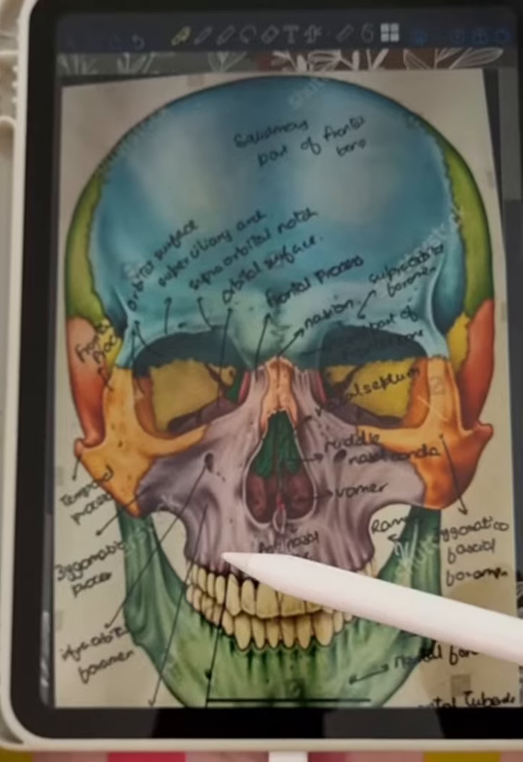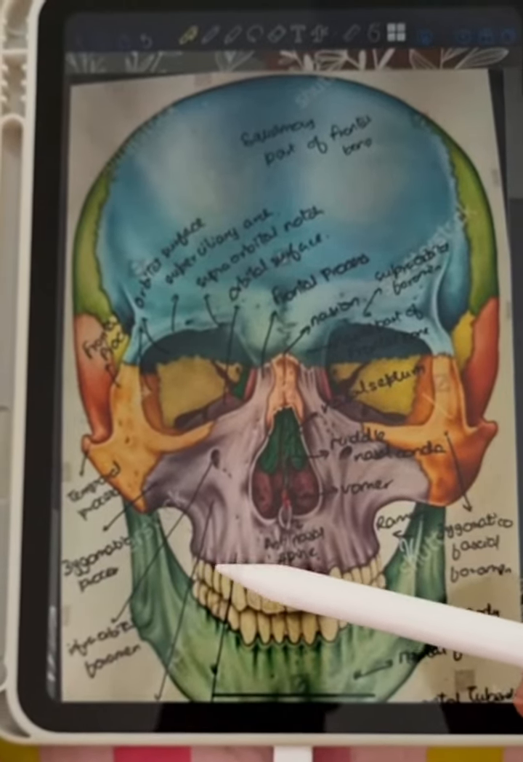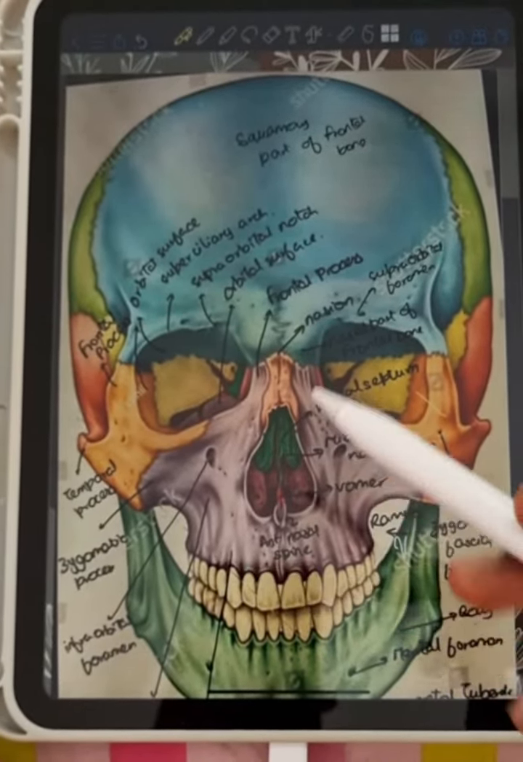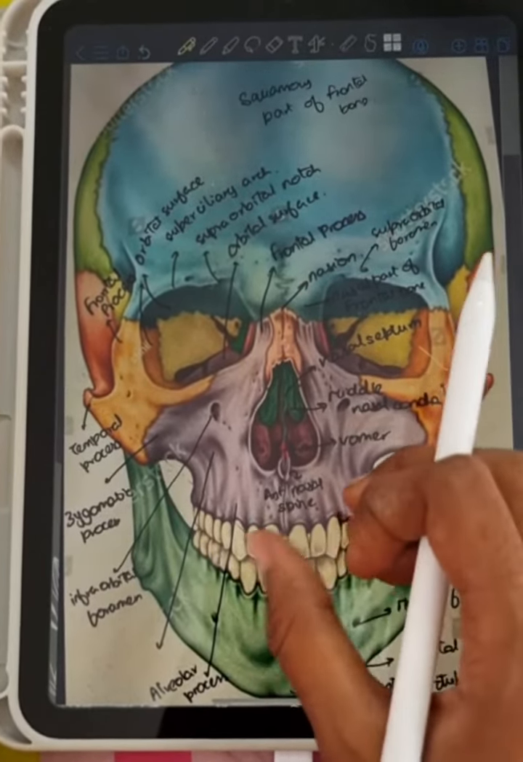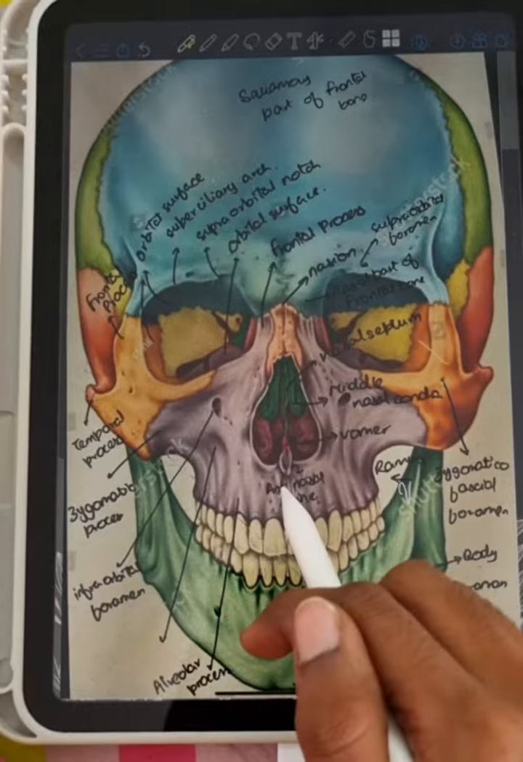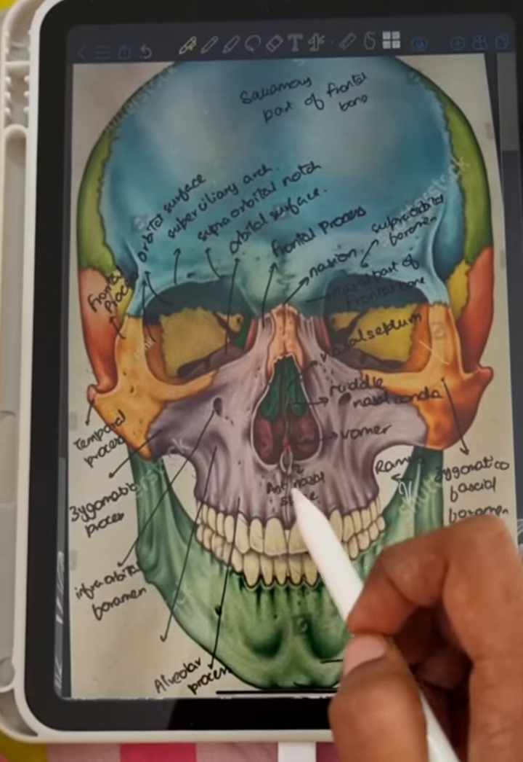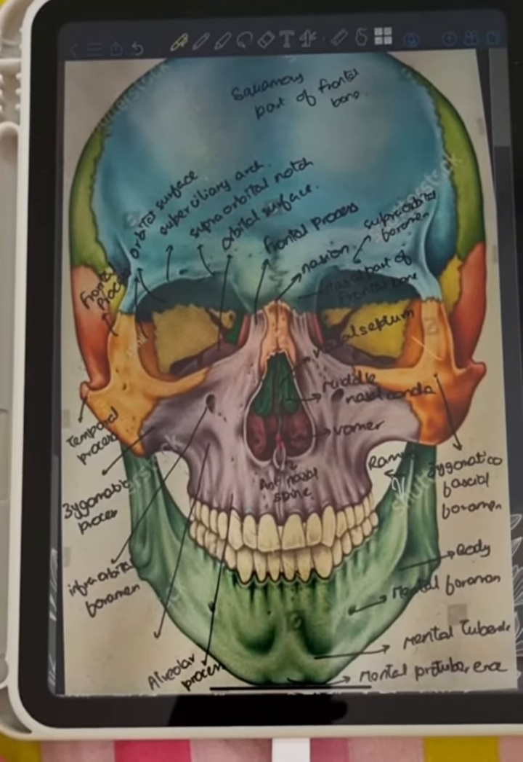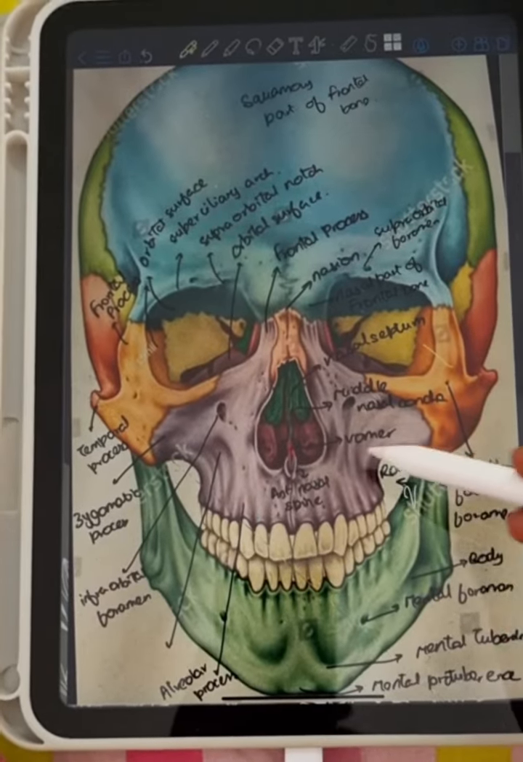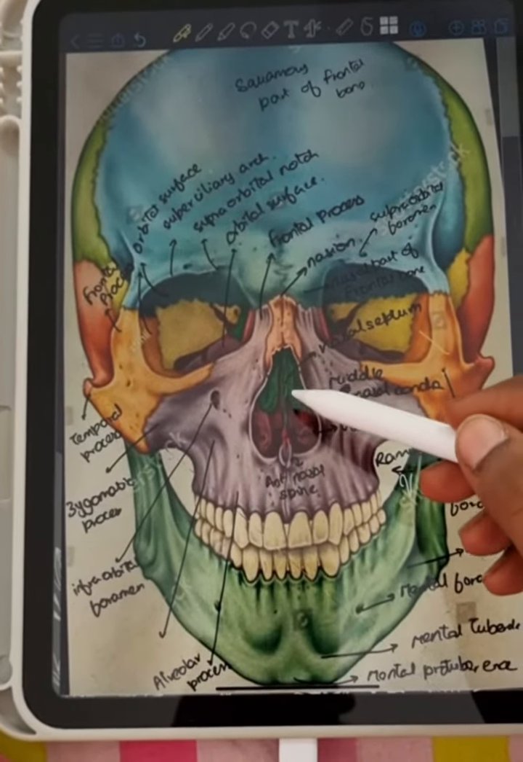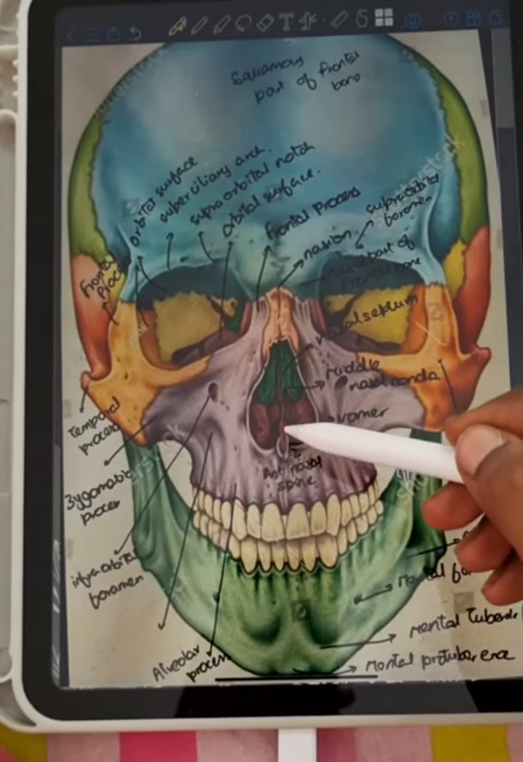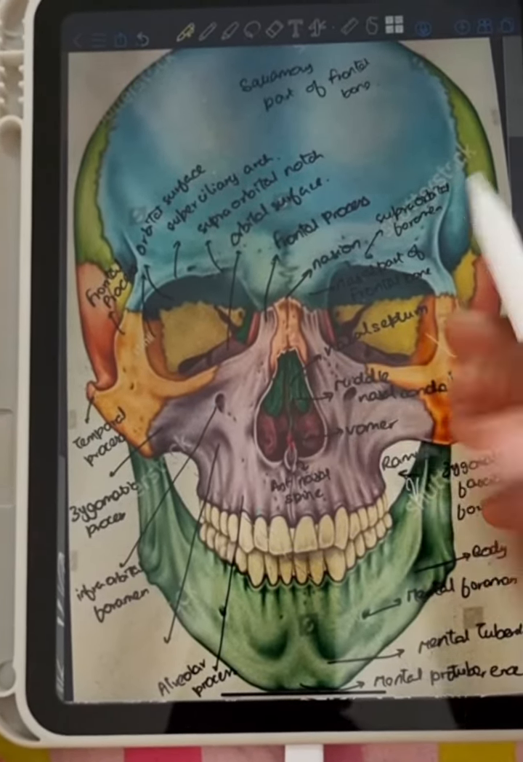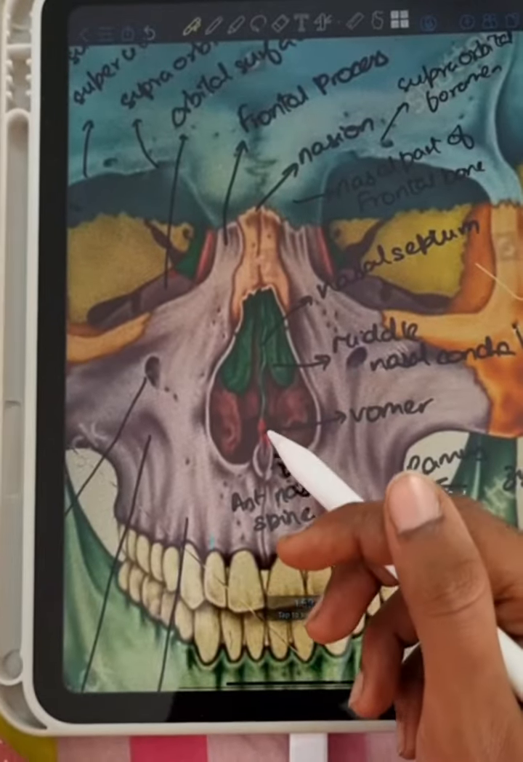Now it also provides sockets for the teeth of the upper jaw. These are called the alveolar processes. The point where the two bones fuse also forms the anterior nasal spine. The green colored things that you see are the middle nasal conchae, and the red colored thing you see is the vomer bone. This one is the vomer bone.